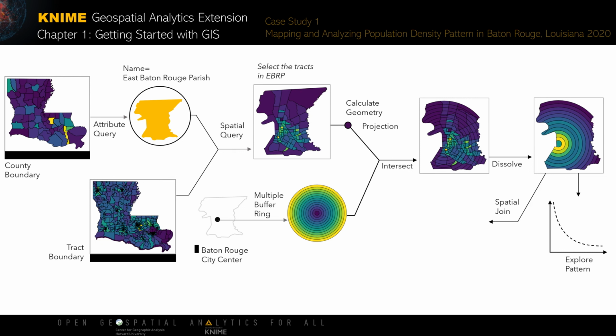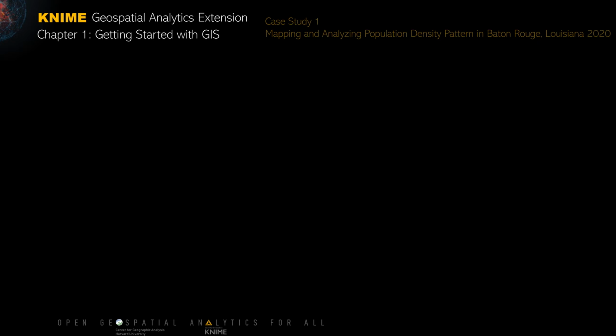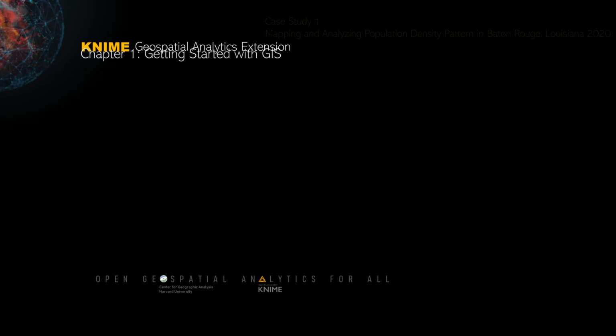Another East Baton Rouge map at the census block group level was also aggregated into the ring buffers to explore the difference in population density patterns by the various data source. The step-by-step procedures will be introduced in the following videos.